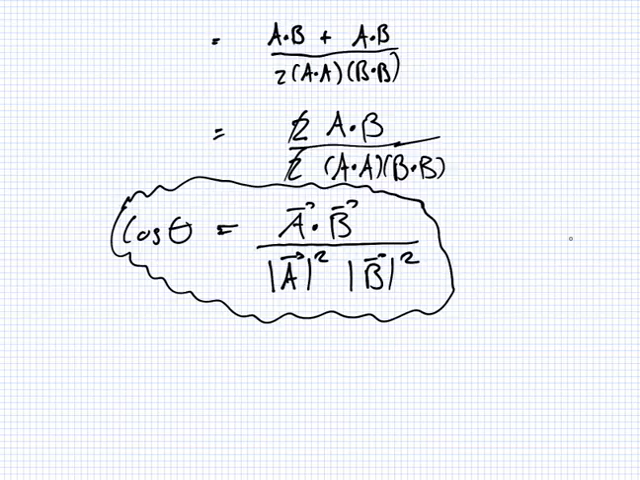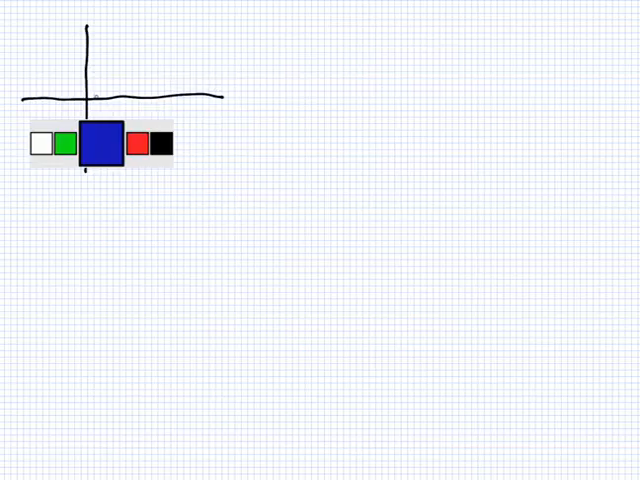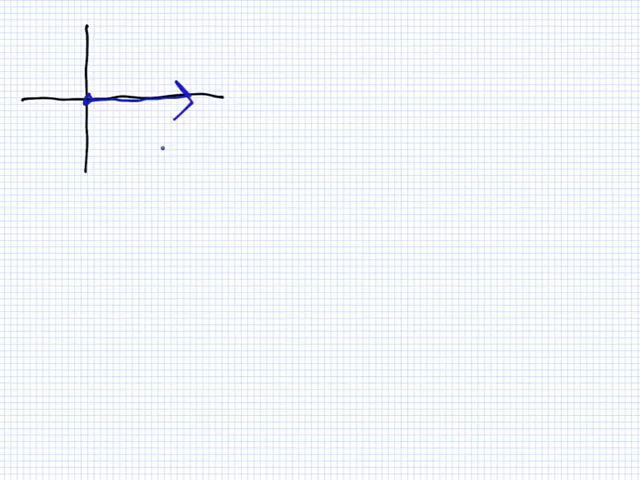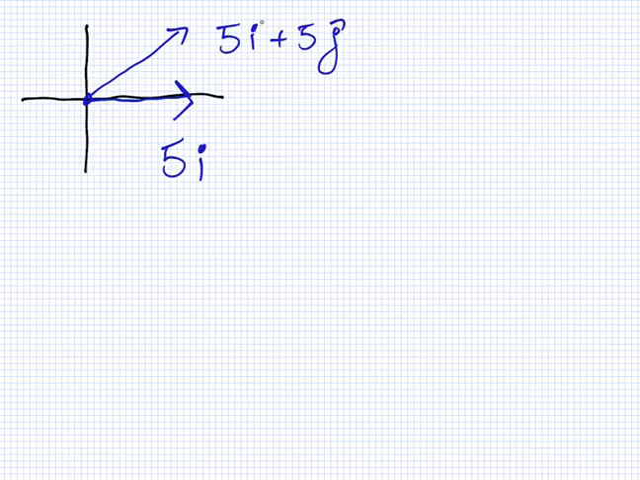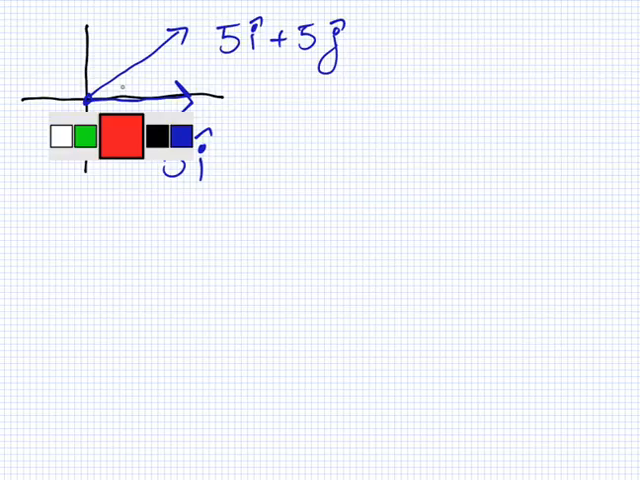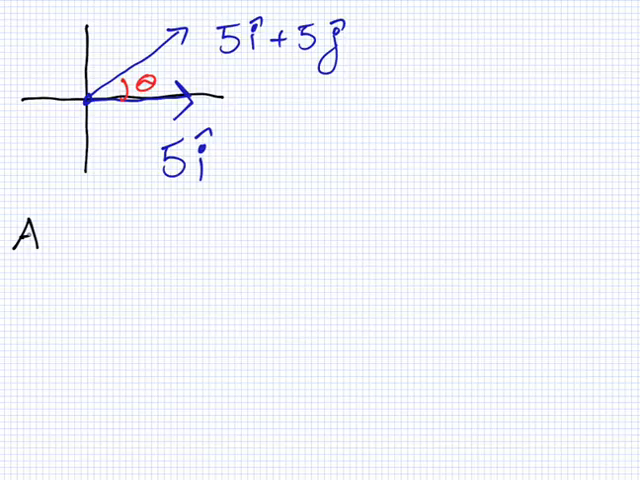Can I scroll down? Yeah. So let's pick an example where we know the answer. So here's my first vector, let me just call that vector 5i. And then here's my second vector, it's 5i plus 5j. Now I'm sure somebody can tell me what the angle between these two vectors is. What do you think this angle might be, even just from the graph, roughly? 45. So let's see if we get 45.